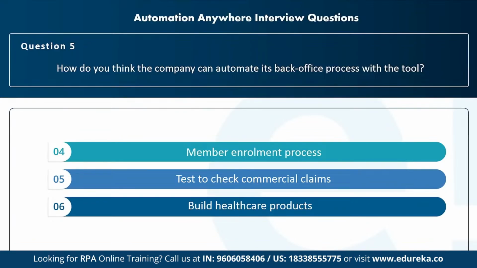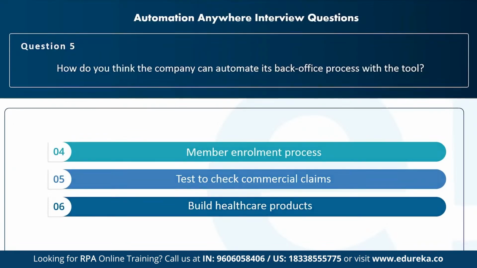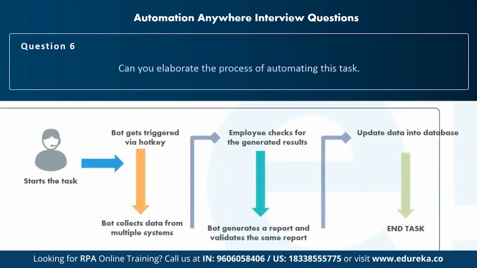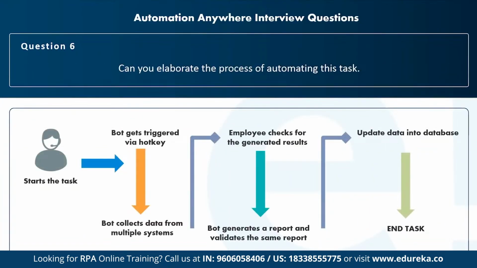So guys, these are the mainly three processes that can be automated in the health insurance company and thus reduce the manual workforce and also automate maximum of its back office processes. Now moving on to the next question, that is, consider a scenario where an employee's sole job is to extract data from an application, generate reports, validate these reports, and finally update the data into the database. Now the question is, can you elaborate on the process of automating this task?